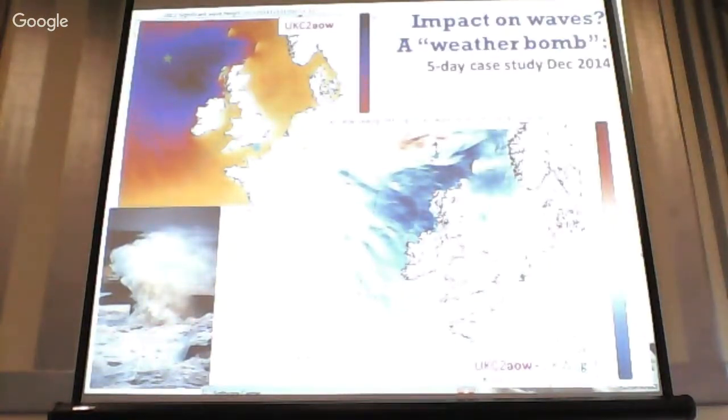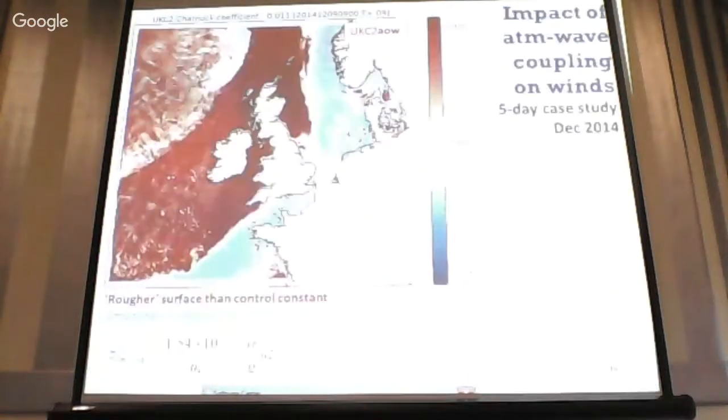This plot here is the difference between the fully coupled system and our wind forced only wave model. So you can see that the main impact, as a snapshot, is a decrease in significant waves when you go to the fully coupled system. As a sanity check, we can ask whether that response makes sense. And it does if you look at this Charnock parameter.